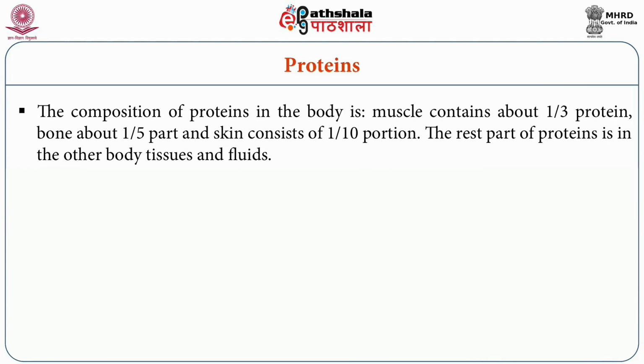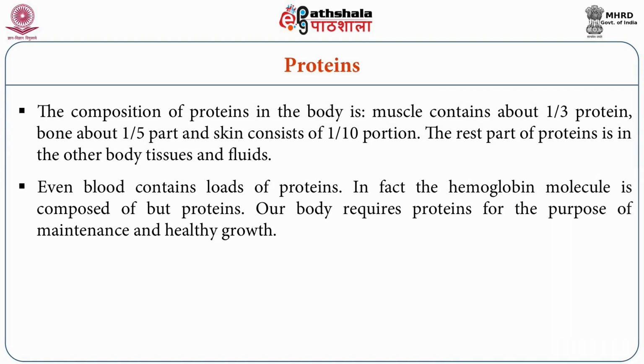The composition of proteins in the body is: muscle contains 1/3 of the protein, bones contain 1/5 of the protein, and skin contains 1/10 of the protein. So the major constituents are muscle, bones, and skin. The rest of the proteins is used in other tissues, fluids, etc. In fact, even the blood contains a lot of protein. The hemoglobin molecule is composed of protein.